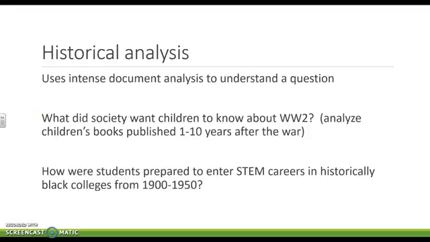Historical analysis is when we have some kind of a question of something that has happened in the past, and so we have to rely on documents and artifact analysis. And the document analysis is very, very intense in order to understand whatever research question that we have. So one that I helped put together was, what did society want children to know about World War II? And they were looking at children's books published 1 to 10 years after World War II. So what was society trying to portray to children after that?